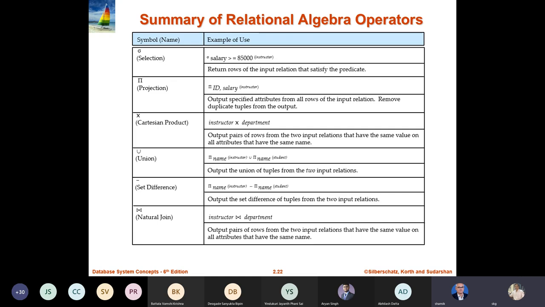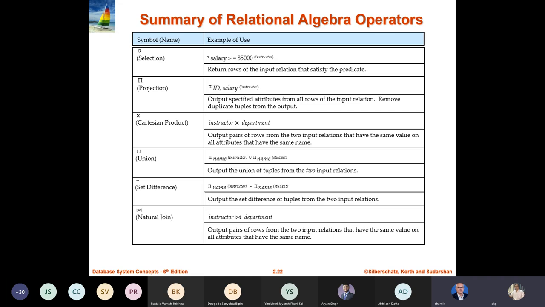Set difference: the output is the set of different tuples from the two input relations, right? So given R minus S, it gives those tuples which exist in R but not in S. And the natural join outputs pairs of rows from the two input relations R and S, or in this case instructor and department, that have the same value on all attributes that have the same name, right? So in instructor and department, the thing we have in common is the department name. So based on the department name, I basically join these two.